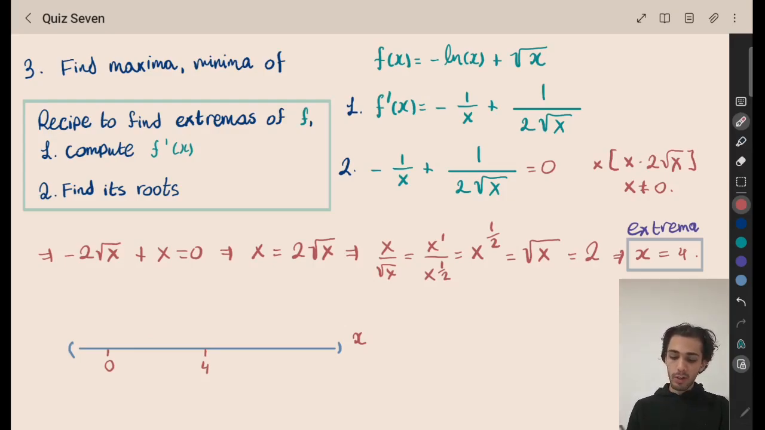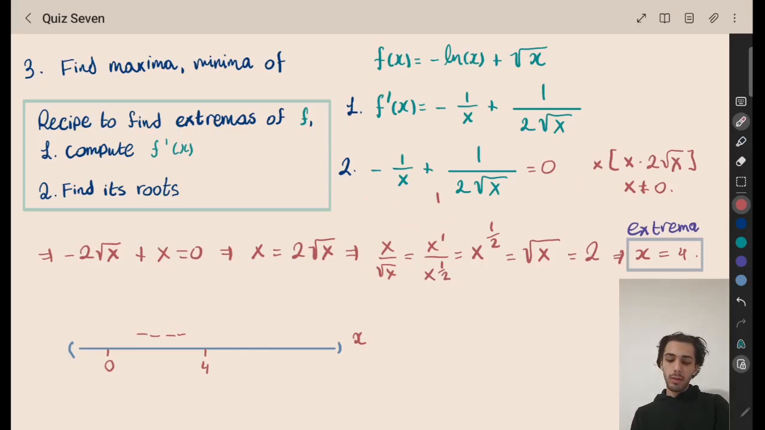Let's say you plug in 1. You get minus 1 over 1 plus 1 over 2 times 1. I don't really care what this will give me. All I can see is that it gives me a half here, it gives me a 1 there. And so 1 minus half, it's minus half. So it's a negative number. So the function is decreasing. That's all I care about, really.